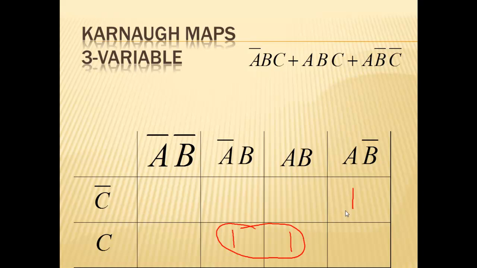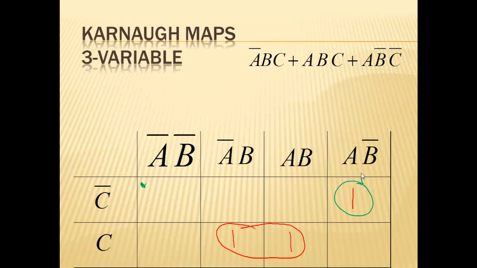Well, if we could do diagonals, we could group it there, but we can't. There's nothing up and down. There's nothing on this side. There's nothing here. There's nothing over here, so we can't do the end around, the wraparound. So it's all by itself. That's all we can do.